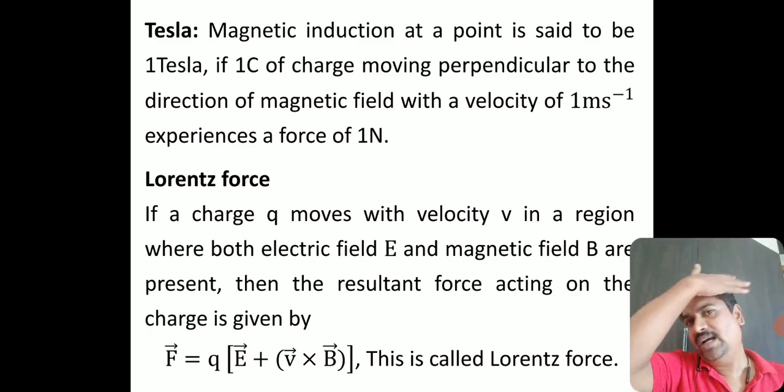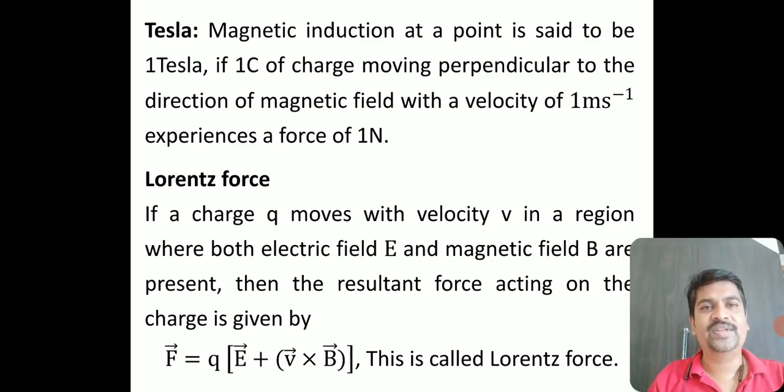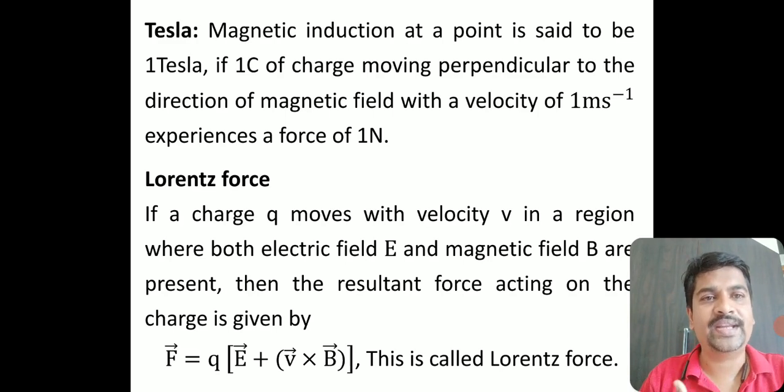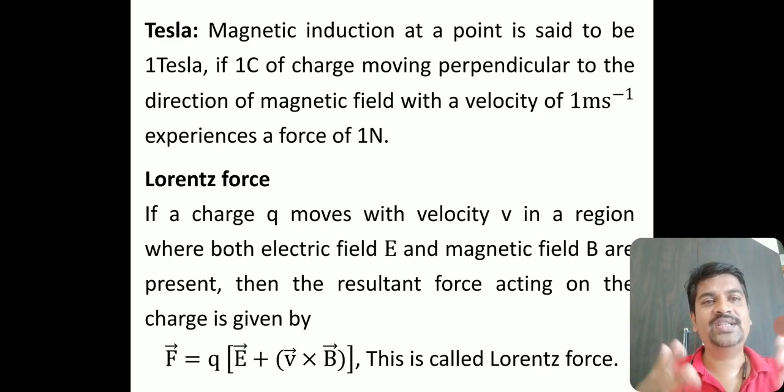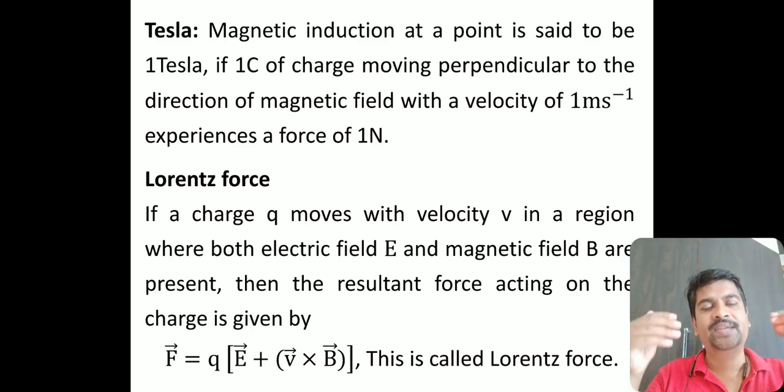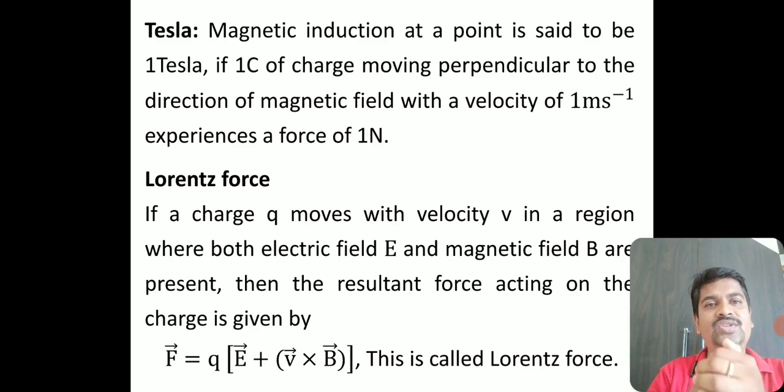So therefore I am adding these two. It is QE plus Q into V cross B. I can take out Q as a common factor. So the force is equal to Q into E plus V cross B. This is called the Lorentz force. Lorentz force means the force experienced by the charge in a region of both electric and magnetic field. The resultant force is the Lorentz force.